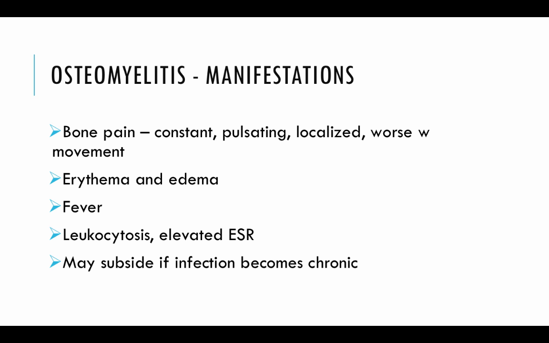Manifestations of osteomyelitis, of course, include this pulsating bone pain. It's localized. It doesn't really radiate anywhere, and it doesn't travel anywhere. It's usually localized to the area of infection. Of course, there's the erythema and edema, all those classic signs of inflammation. Fever, because it is a bone infection. This is a pretty bad infection, so they're going to have a higher fever, not a low-grade fever, but a high fever. They're going to have leukocytosis, which is an elevated white count, and they're going to have an elevated ESR, erythrocyte sedimentation rate, which is a generalized, nonspecific indicator of inflammation.